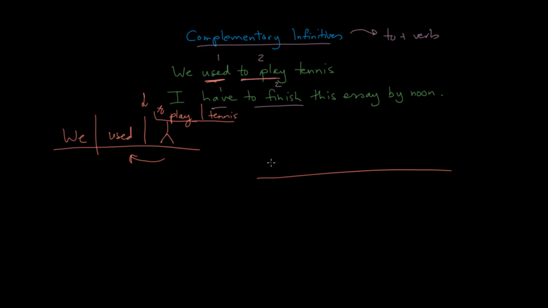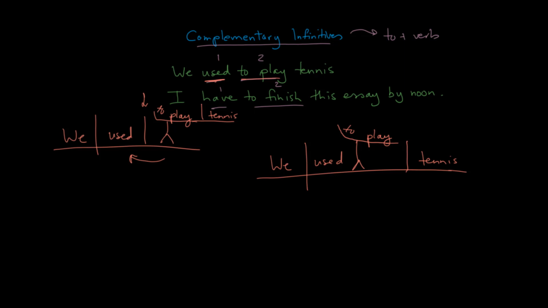Well, let's give ourselves a bit more space this time. We used, there we go, and then we put the pedestal here. All right, there we go. And it's an awful curved line, but you see the point. To play. Okay, and now the direct object comes after this line, so we're going to put tennis over here. So that is the basic difference between a complementary infinitive and a regular infinitive.